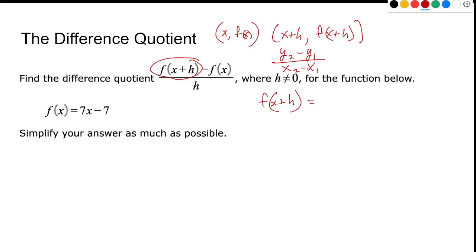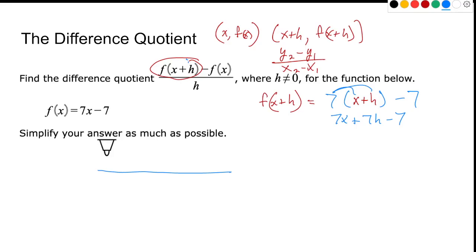And we'll do it the same way we did the other one, is we'll take our function, we'll rewrite it as 7x minus 7. What goes in that input? Well, there's only one place. This becomes x plus h. And so this is, right, we distribute through. We're going to get 7x plus 7h minus 7. So that's for this part here. We'll go ahead and write that down. And it's all that. So 7x plus 7h minus 7.